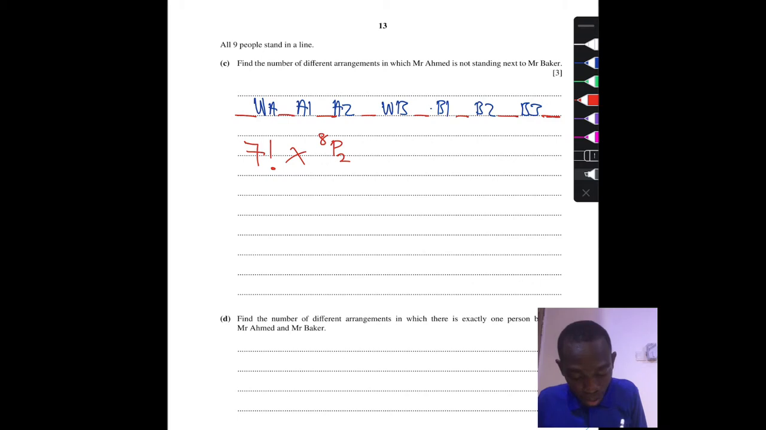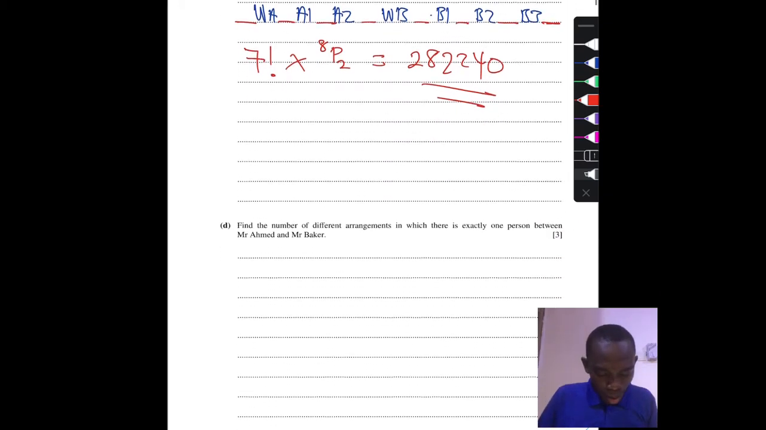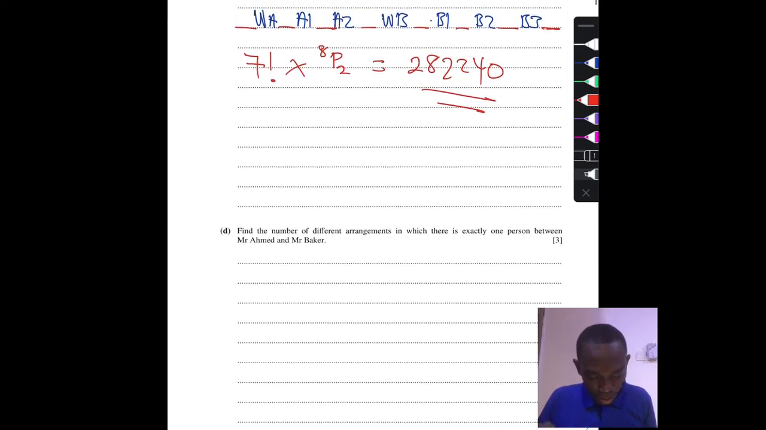Let's put that on the calculator. All right, we have 8 permutation 2. So that gives us 282240. Great. All right, so this is how to think about it. This is how to analyze it. Okay, don't get scared. All right, then the next thing that they are talking about is what?